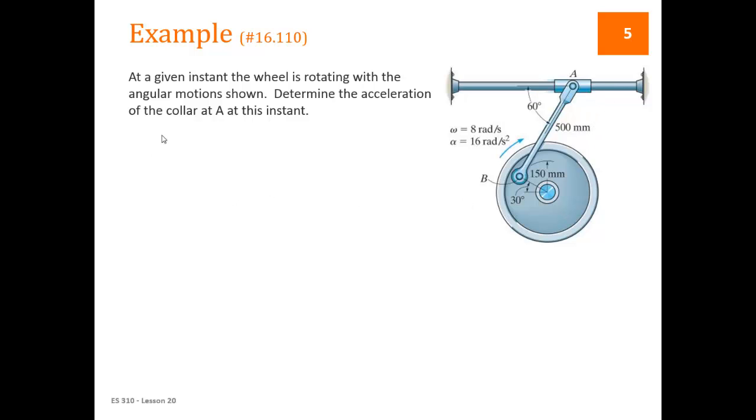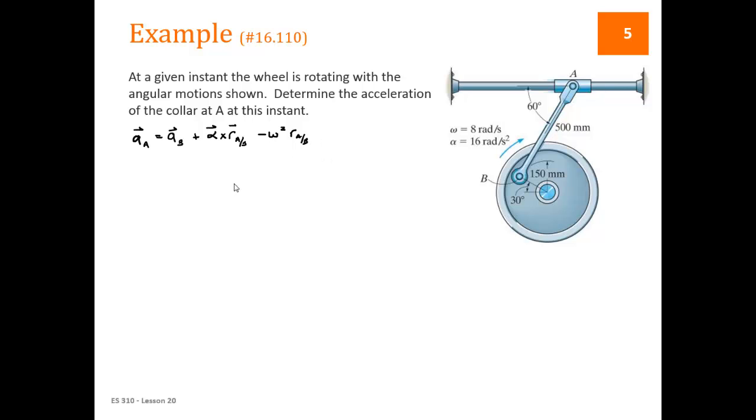So let's start by writing the equation we're ultimately going to solve for the acceleration of A. The acceleration of A, which is a vector, is equal to the acceleration of B relative to the ground, plus alpha crossed with r of A as measured from B, those are both vectors, minus omega squared times r of A relative to B. So that's our key equation.